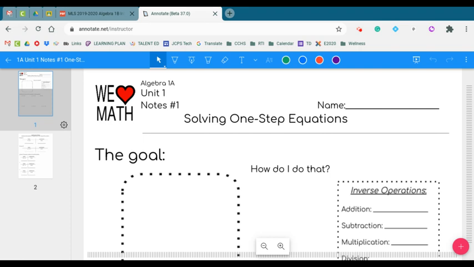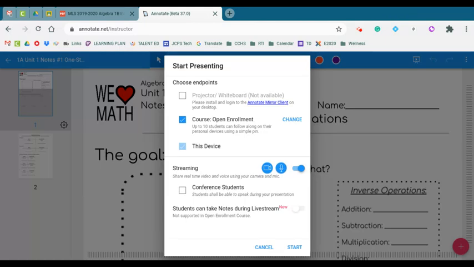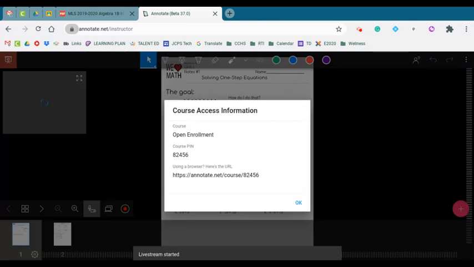Okay, so today we're going to start our Unit 1, Notes number 1, which is solving one-step equations. So I'm going to go through this with you guys, and if you have any questions, please let me know.